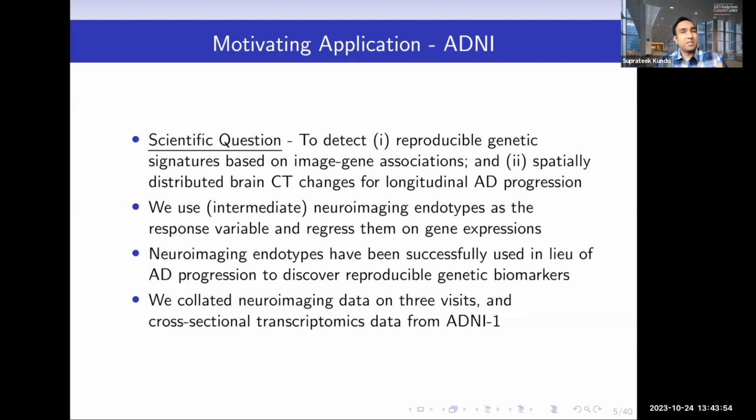that have reproducible signatures for Alzheimer's disease based on image gene association. So instead of regressing the clinical phenotype on the genes, we are regressing the neuroimaging endotype, which is the brain image, on the genes. And hopefully that will give us reproducible image gene associations. And then also to map the spatial distributions in the brain, right, where the maximum changes are taking place.